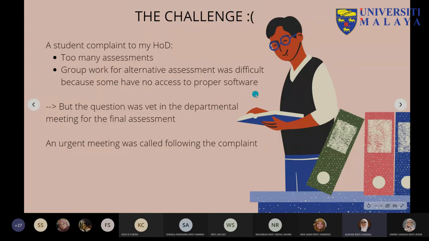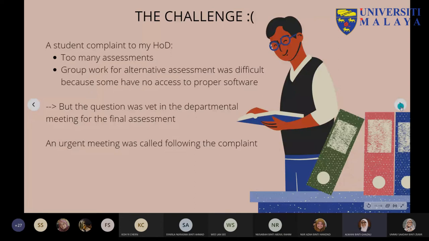Fine. I listened to that comment, and what the head of department did was, although the question was vetted at the departmental level before I released the final assessment, an urgent meeting was called following the complaint. In the meeting, it was decided that I add another question which does not require the student to create a video, but which requires the student to work individually at their own pace.